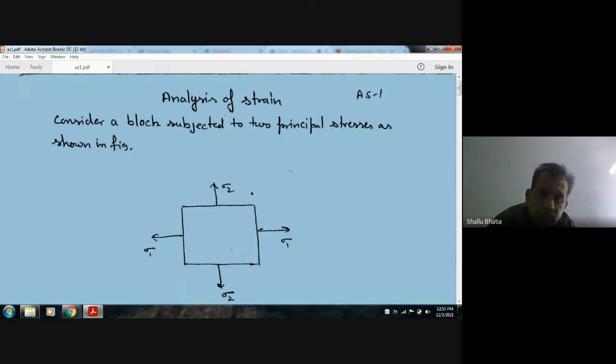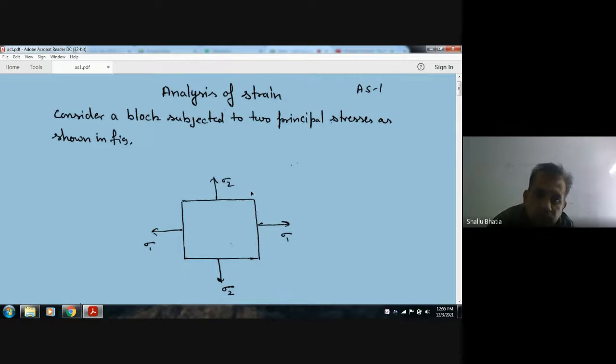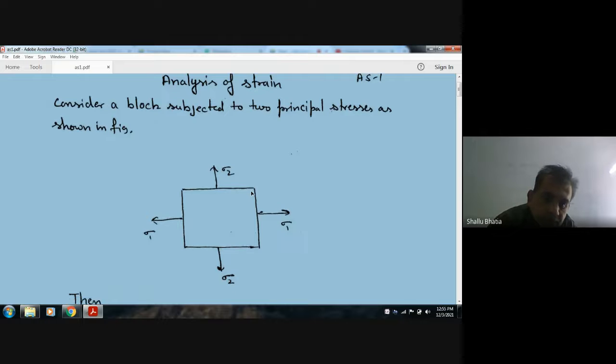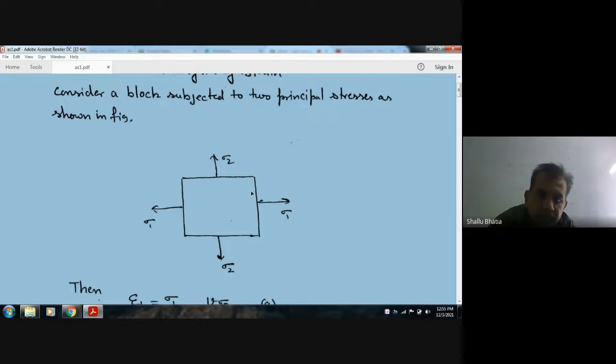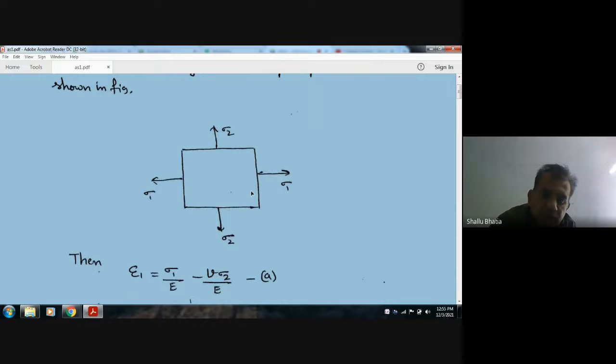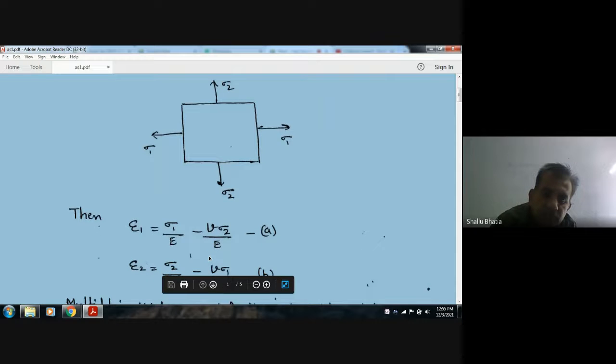Strain in two directions. First of all, consider a block having two principal stresses, sigma 1 and sigma 2, acting on it. The strain in direction 1 will be sigma 1 by E minus mu sigma 2 by E. Sigma 1 by E is the longitudinal strain, and mu sigma 2 by E is the lateral strain.